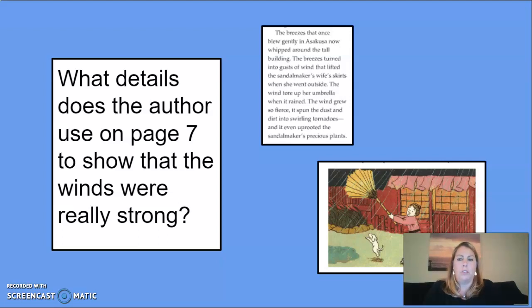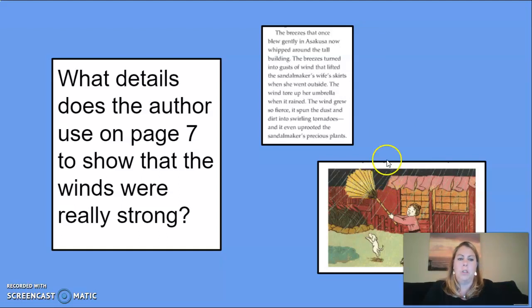So if we look back at the text, we can see there are lots of details that the author gives us to show that the winds were really strong. It said that the breeze once blew gently, but they used the words whipped around, and gusts of wind that lifted her skirt and made the umbrella, it tore the umbrella up.